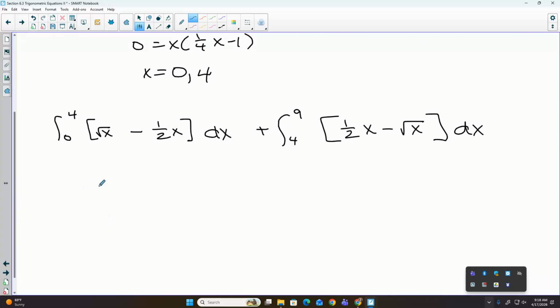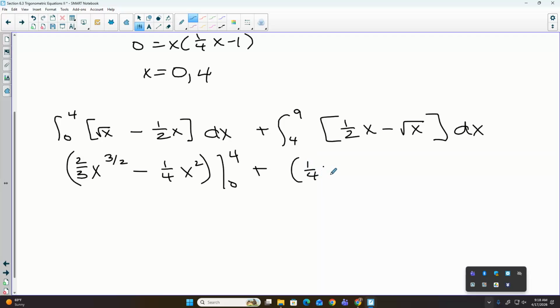So square root of x, that's x to the 1/2, so add 1 to the power, that's 3/2. So you go 2/3 in front. Antiderivative of 1/2 x would be 1/4 x squared. This one, antiderivative of 1/2 x would be 1/4 x squared minus 2/3 x to the 3/2.